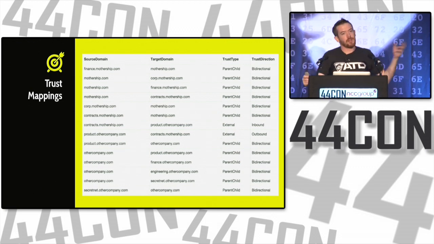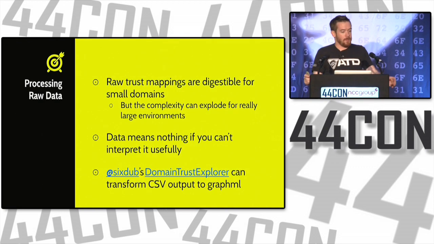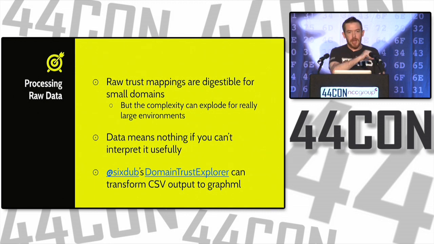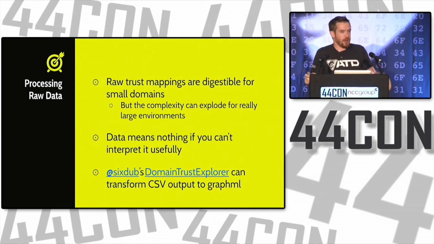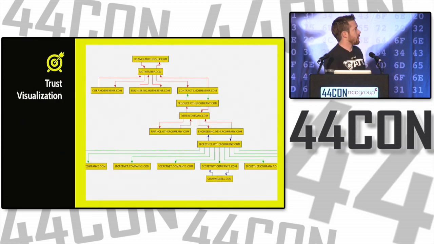But double or triple the size of this and try to map the relationships out, it gets to be a pain. Well, on some of the first engagements I was on, I was sitting there with that information, trying to actually take a pen and paper and draw out the entire trust mapping. One of the guys I worked with, Justin Warner, sixdub, was like, this is stupid. Why are you doing this? We're hackers. We don't want to do something manually or do it more than one time. So he built a tool, a Python script called Domain Trust Explorer. It can take the CSV output from Invoke-MapDomainTrust, and then it converts it to GraphML. So this lets you interpret all these things visually, which is a lot more useful than just the raw CSV data, right? I'm not going to present this to a client, but I might present this to the client.